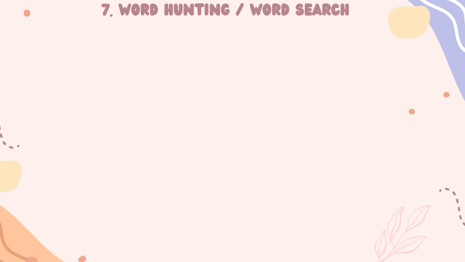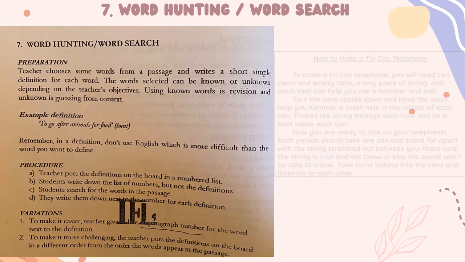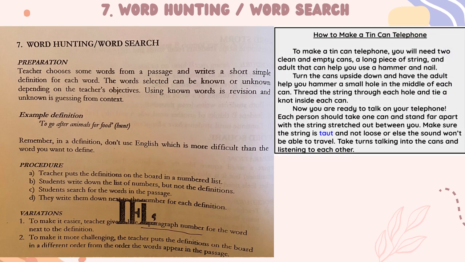Technique number 7 is called word hunting. In this technique, you might want to prepare a text that consists of the words you have already taught or probably unknown words. So let's look at the example here. We have a paragraph, a text, titled How to Make a Tin Can Telephone.